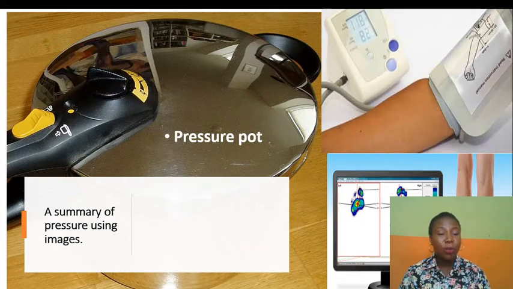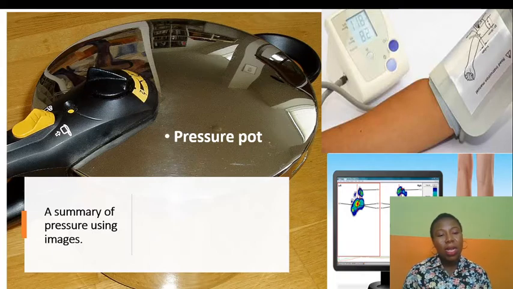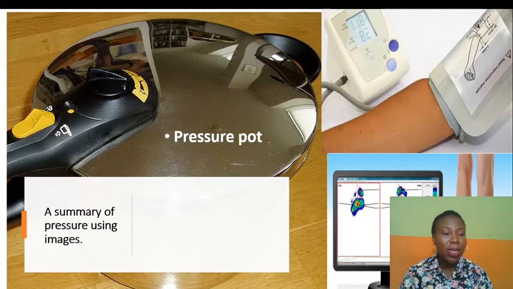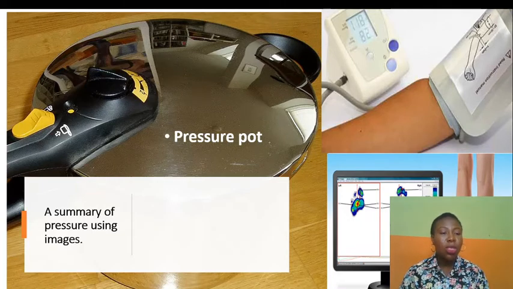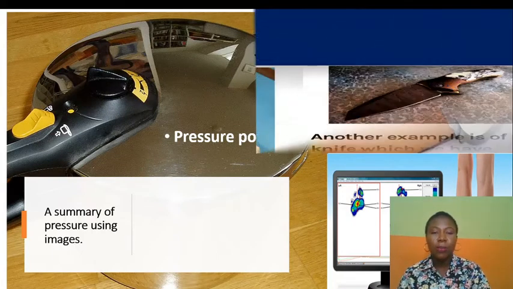Another example we have is a man standing on one foot and also standing on his toes. You can see from the diagram that the pressure exerted is different because the amount of weight resting all together on one foot is not the same as resting on just the toes.